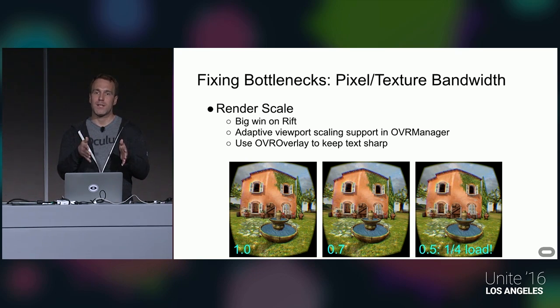So then you can quickly change the render scale if you're responding to bad performance, or if you know that you're jumping into a scene that's going to be texture bandwidth or pixel shader bound. So you can quickly ramp it down.